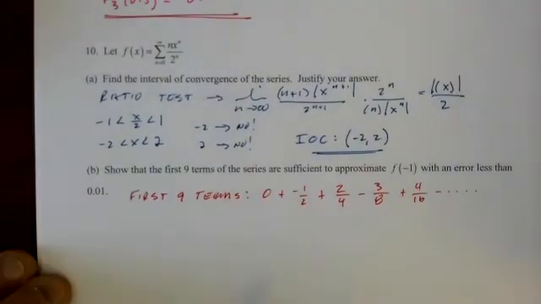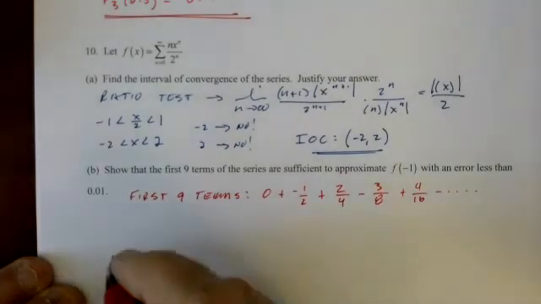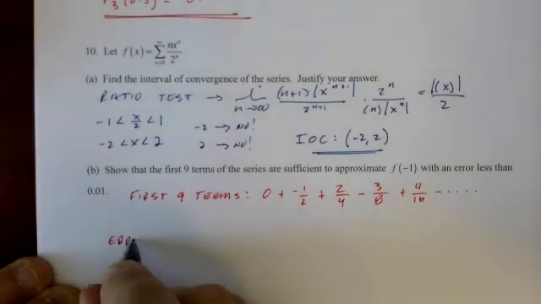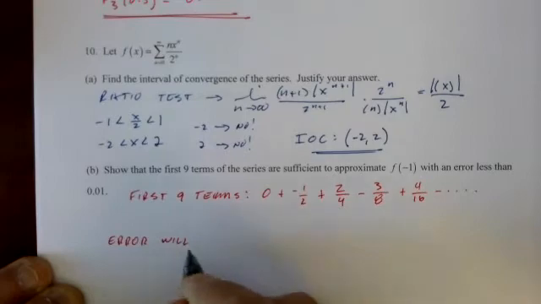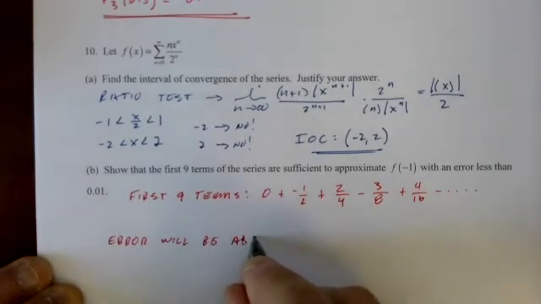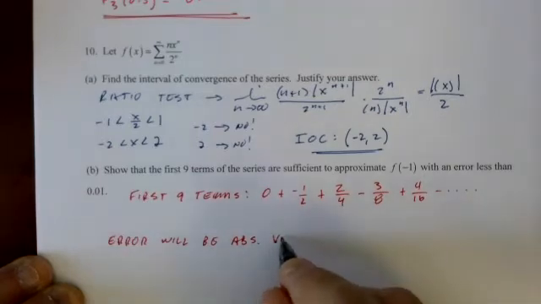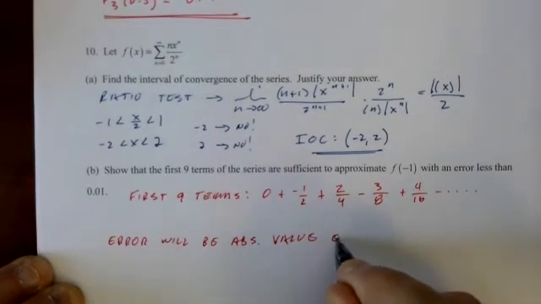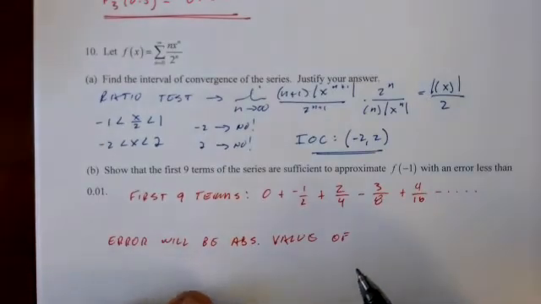And you get what you get, but the error will be the absolute value of the 10th term. This is an alternating series.